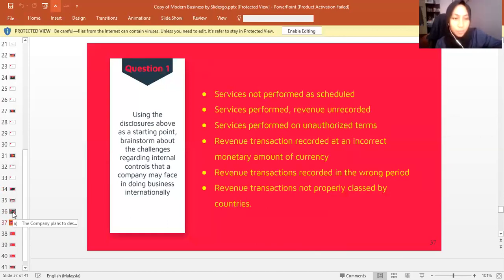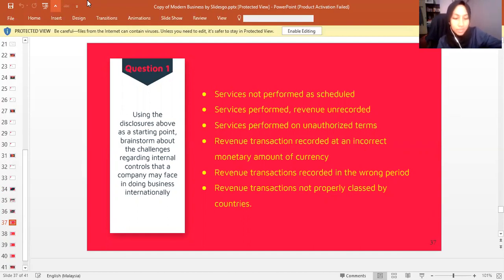Okay, according to question 1, using the disclosures above as a starting point, brainstorm about the challenges regarding the internal controls that a company may face in doing business internationally. Among the challenges that a company may face is that services are not performed as scheduled, or that services may be performed but revenue is not recorded. There were also cases where services are performed on unauthorized terms, which then results in a mistake or fraud.